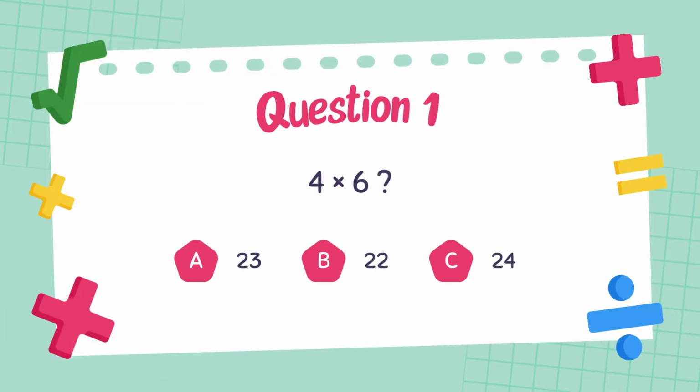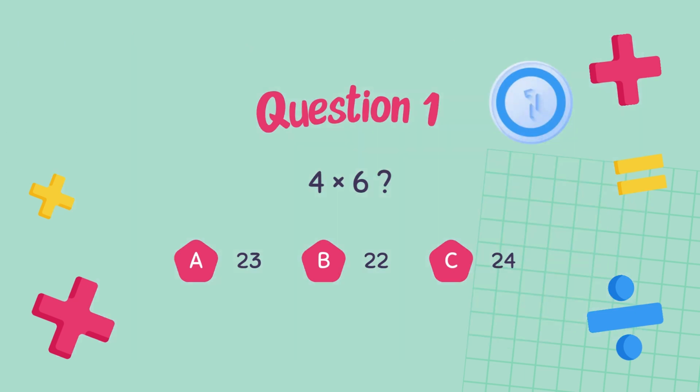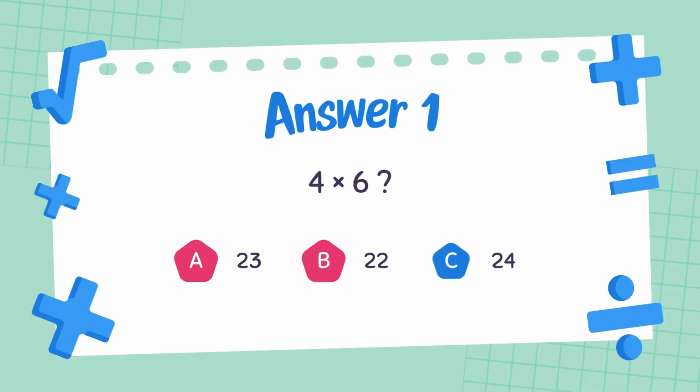What is 4 times 6? Is it A, 23, B, 22, or C, 24? The answer is C, 24.